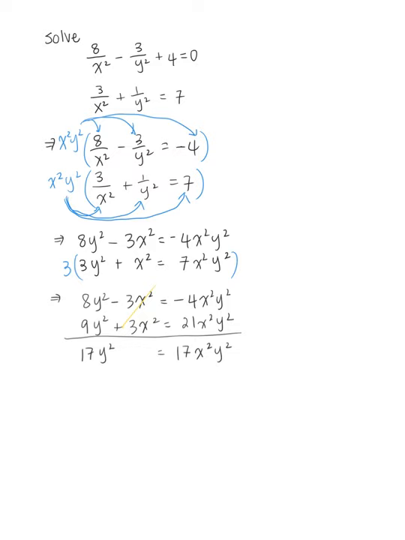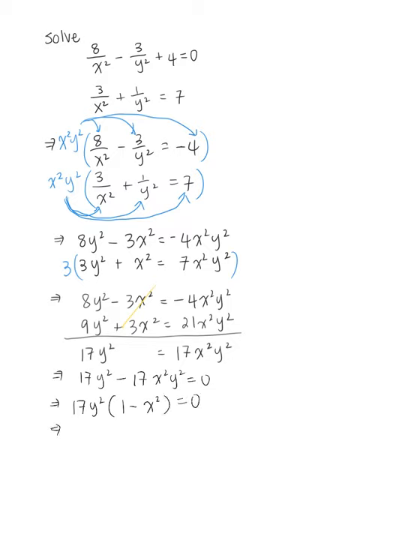So what you need to do is bring the 17x squared y squared to this side and set the right-hand side equal to 0. So this implies that we're going to have 17y squared minus 17x squared y squared equals 0. Now notice that I can factor out 17y squared. So here you're going to have 1 minus x squared equals 0.